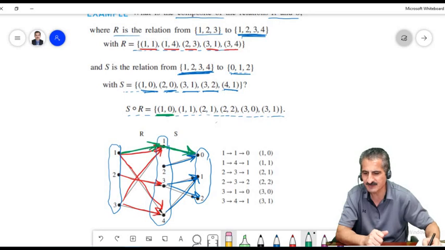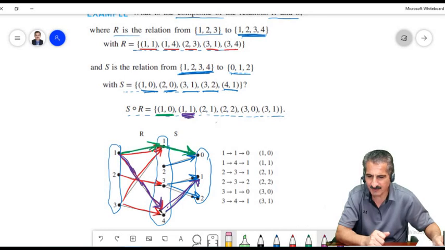This is one path. Another path going from 1 to 4. Here we go. 1 to 4. And then 4 to 1. Which means we are going from 1 to 1. Here we go. Okay.